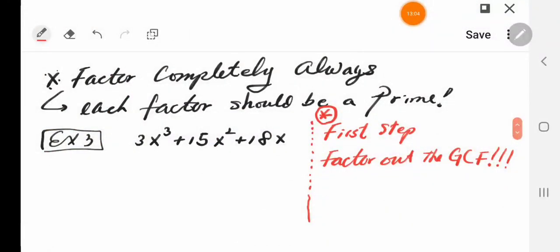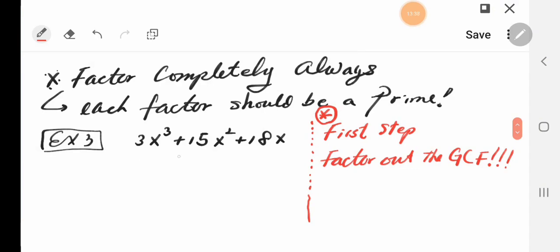When we do factoring, we have to find the greatest common factor always. Before we apply any method, if there is a common factor, the first step is to factor out the GCF. Always. Once we factor a polynomial, each factor must be a prime. If a factor has another common factor, then we have to factor it out. So make sure that each factor is a prime.